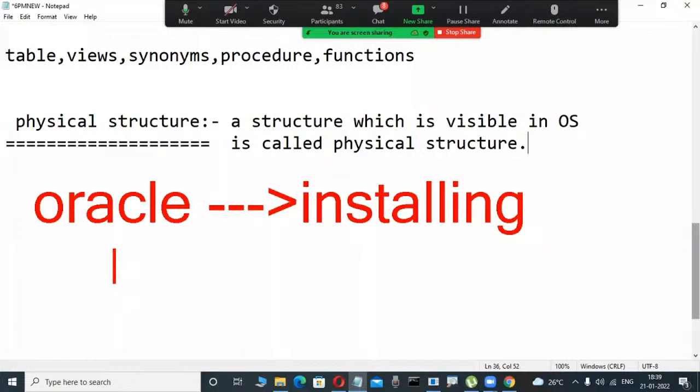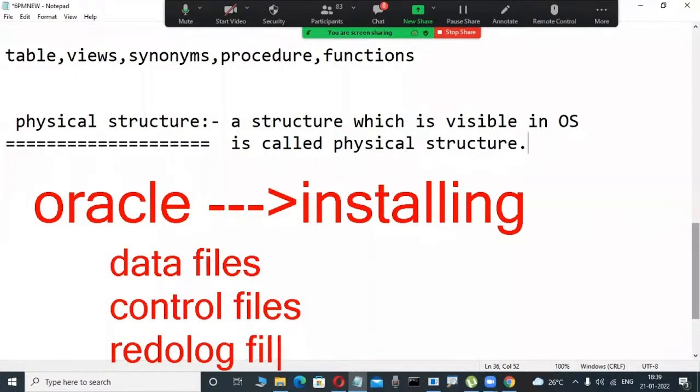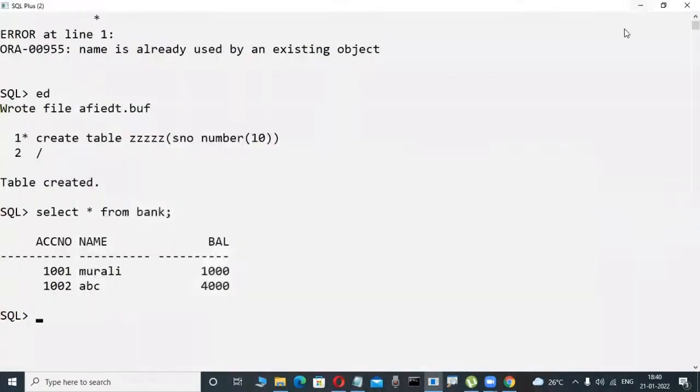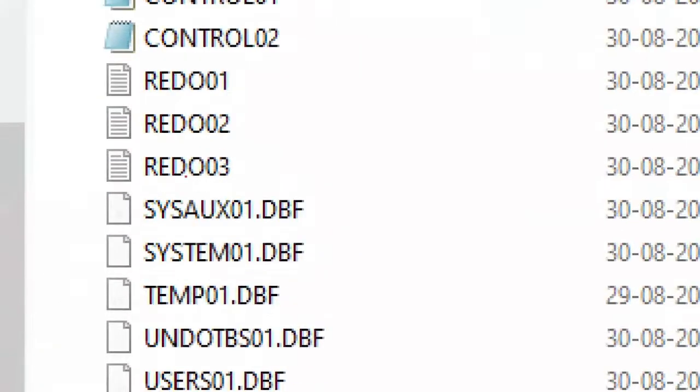Some physical files, called data files, .dbf files, control files are created, and also redo log files are created. You don't have an idea about these things. In future, in the DBA concept, this is roughly an introduction in our course. Observe here, whenever I'm installing Oracle software, automatically some files are created on the disk. Observe here in the C drive, D drive, some files are created.